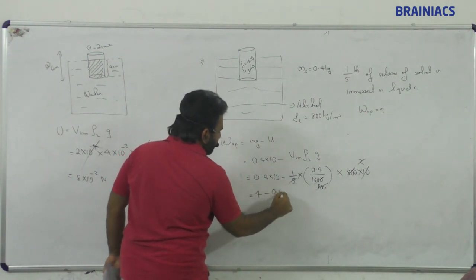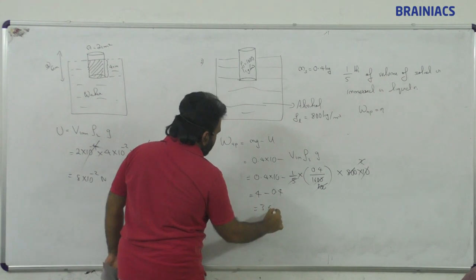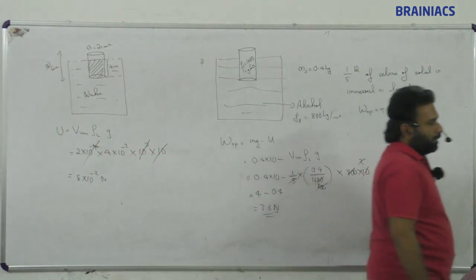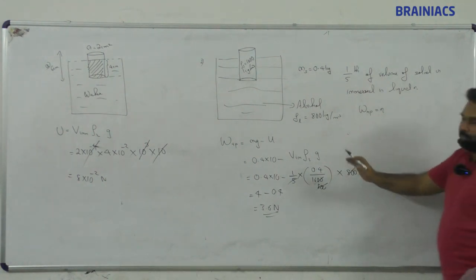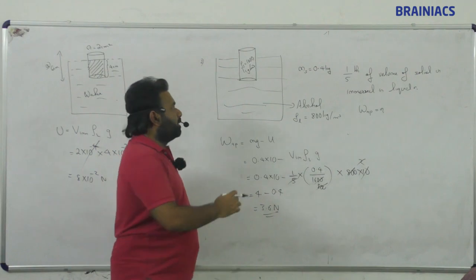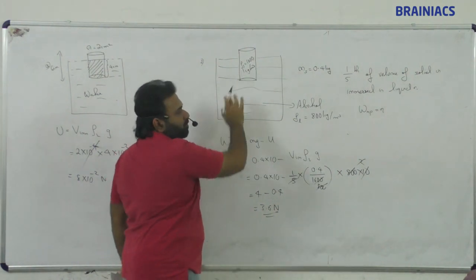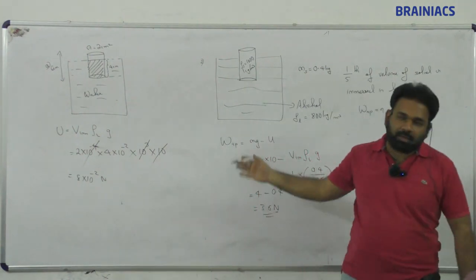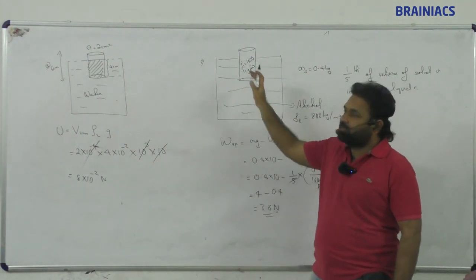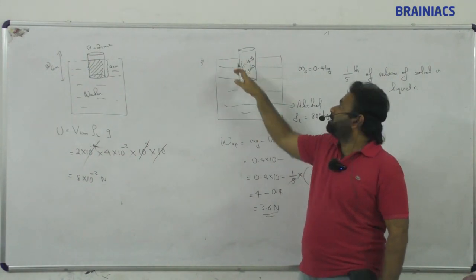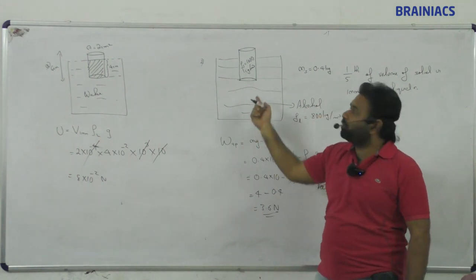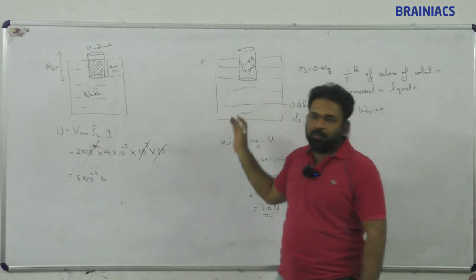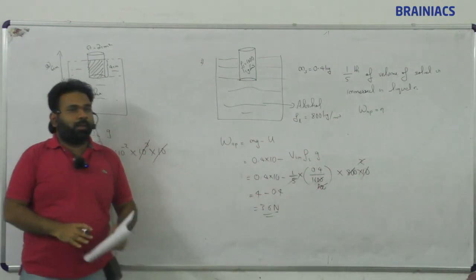Sorry, 0.4 will come, so total 3.6 Newton will come, correct? So how is this compensated here? If the density of this solid is more than the water, actually it should come down. But the adjustment should be made in such a way that inside, more volume of less dense material should be there, then only it will be able to float here. Okay, so leave it. This is the thing which we need to apply. Clear or what?